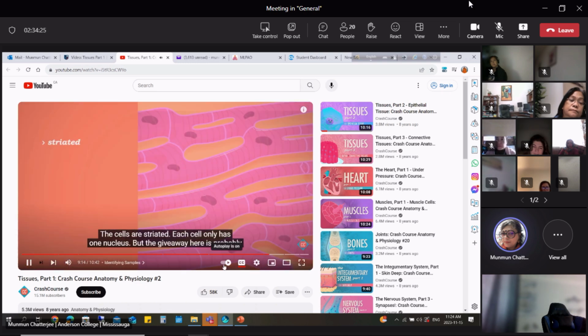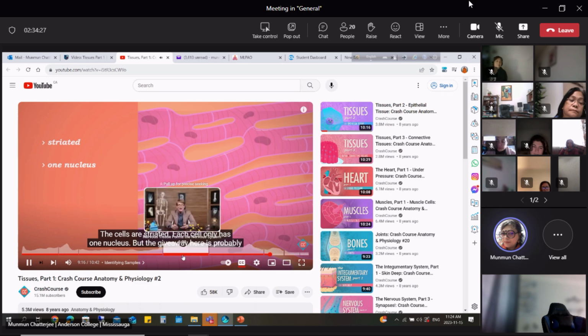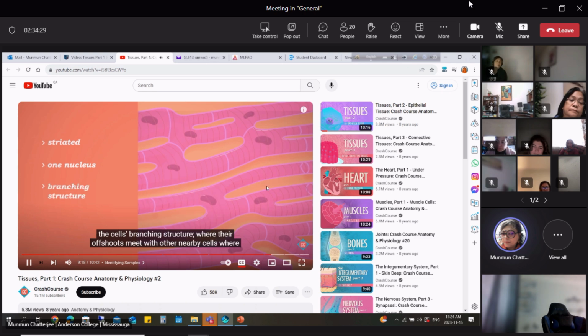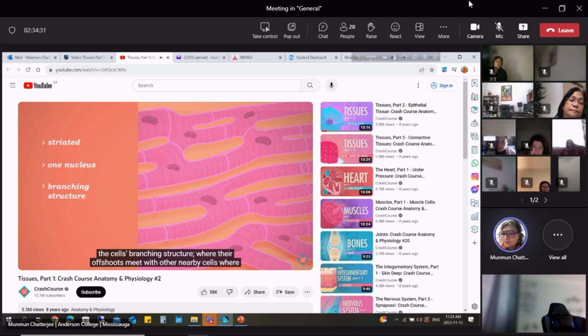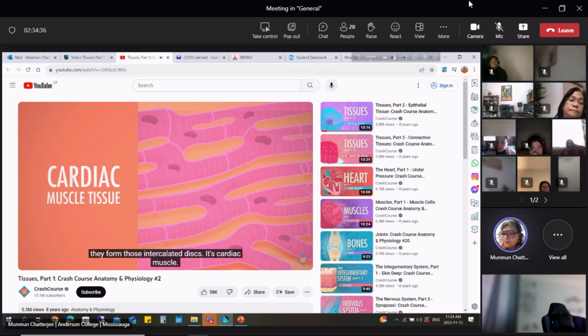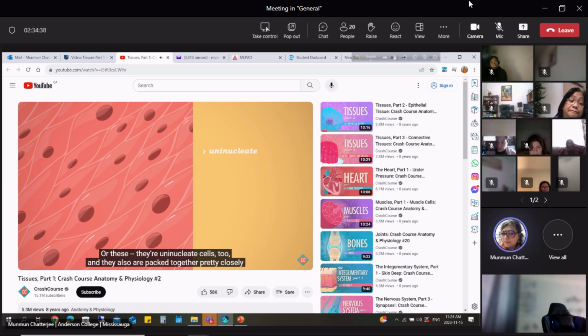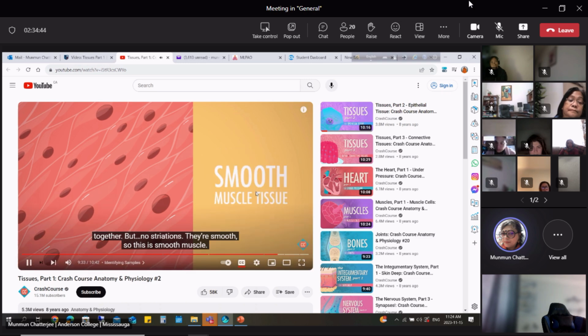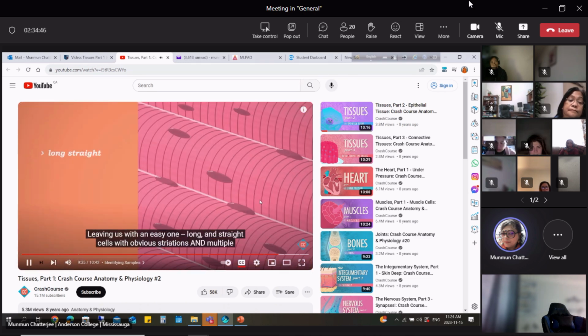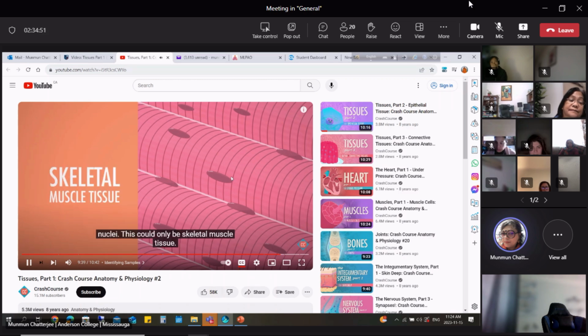The cells are striated. Each one only has one nucleus, but the giveaway here is probably the cell's branching structure, where their offshoots meet with other nearby cells where they form those intercalated discs. It's cardiac muscle. Oh, they're uninucleate cells too, and they also are packed pretty closely together, but no striations. They're smooth. So this is smooth muscle. Leaving us with an easy one: long and straight cells with obvious striations and multiple nuclei. This could only be skeletal muscle tissue.